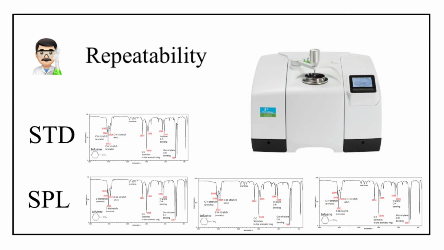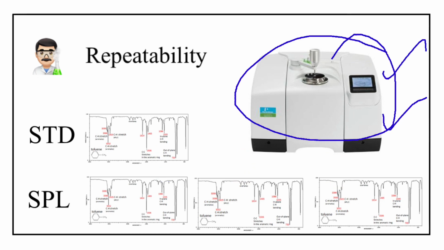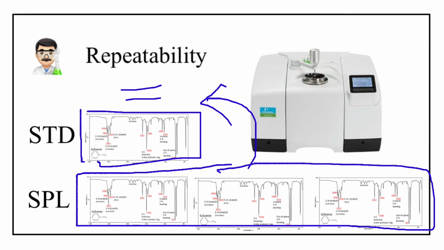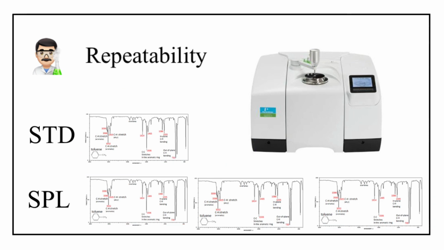Repeatability. Repeatability of the test method is evaluated by preparing standard and test sample in triplicate. Then the standard and the triplicate test samples are analyzed as per IR test procedure. Now the spectrum obtained from the test sample should match with the standard spectrum. Then only repeatability test will be considered passed. So this was all about the repeatability test. Now let us discuss the reproducibility test.